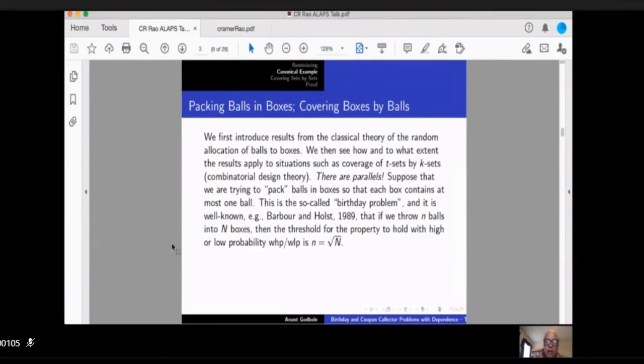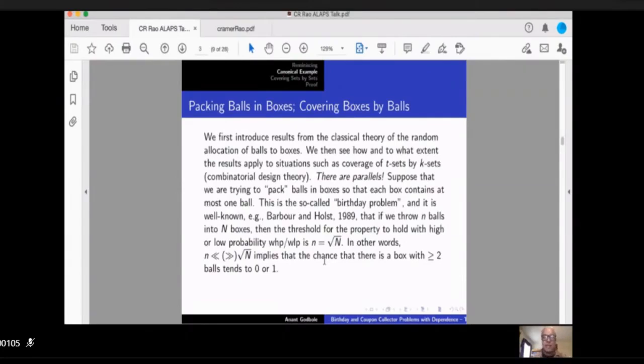If we throw little n balls into capital N boxes, the property holds with high or low probability at the threshold n equal to the square root of N. In other words, if little n is significantly smaller than the square root of N, smaller by an order of magnitude, this implies that the chance that there is a box with 2 or more balls tends to 0. On the other hand, when little n goes substantially larger than the square root of N, then the asymptotic probability of a coincidence is 1.